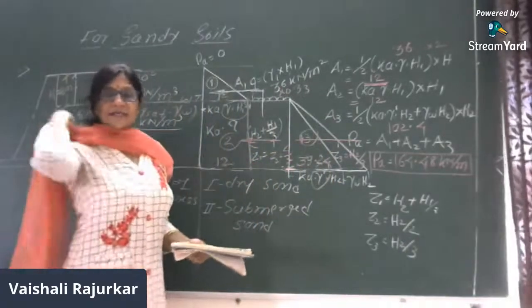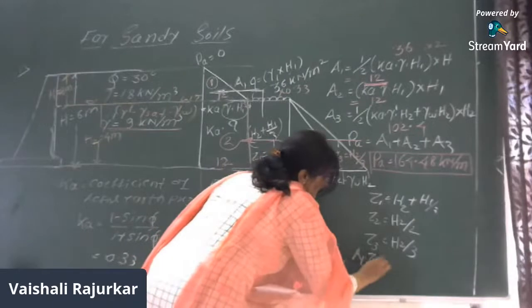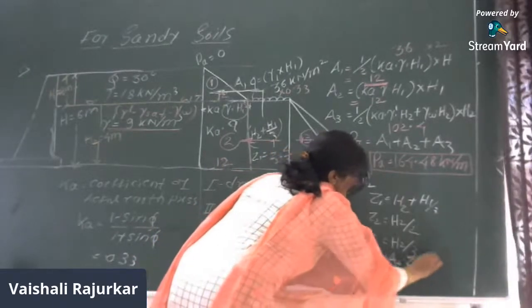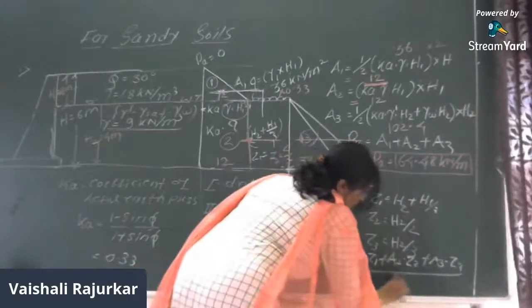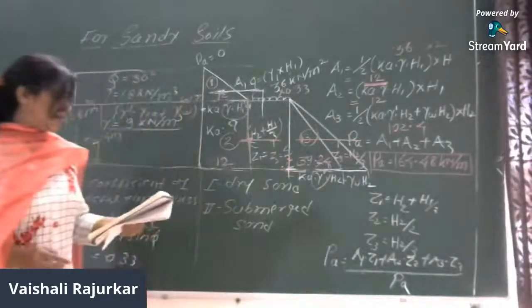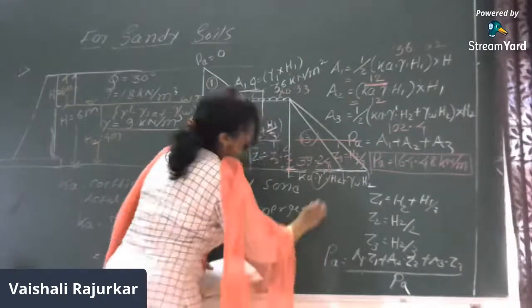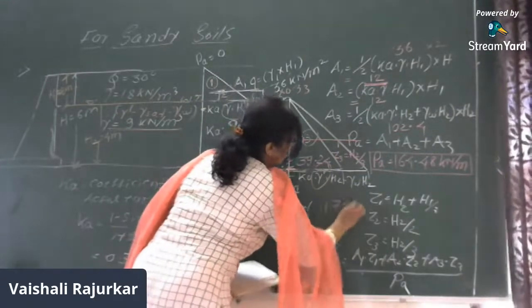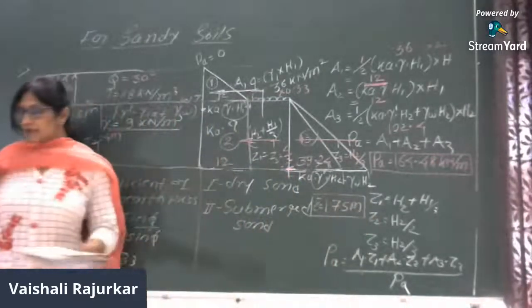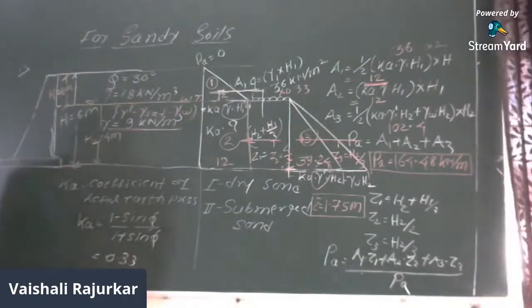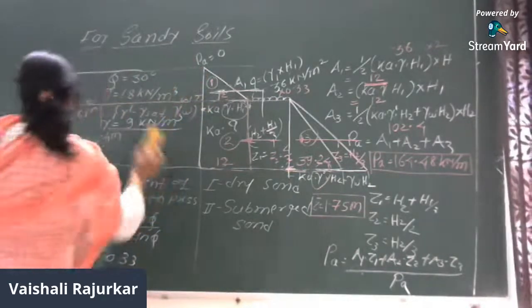Now, where the combined CG will be at? It will be at Z bar equal to A1Z1 plus A2Z2 plus A3Z3, divided by total PA. So here, this Z bar is found to be 1.75 meter from the bottom. So this is the first numerical, which is a very simple type of numerical. I think you must have cleared this numerical. We will now switch to the second type of numerical.